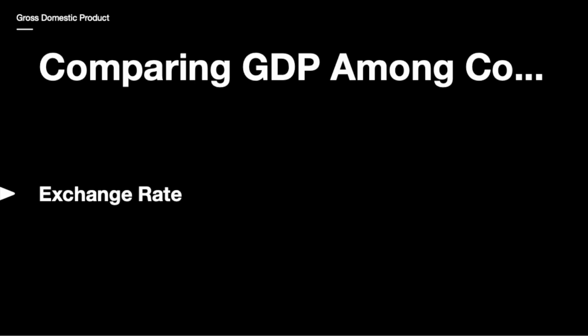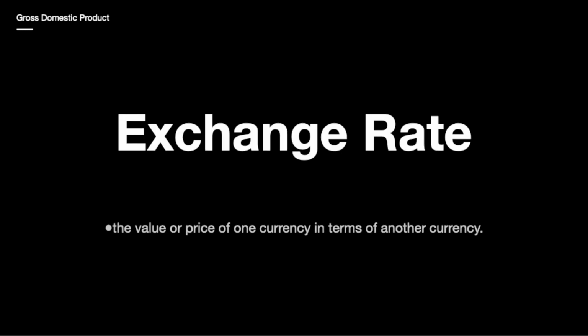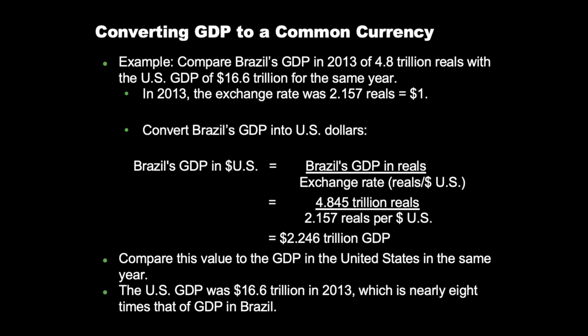Comparing GDP among countries. To compare GDP for countries with different currencies, it is necessary to convert to a common denominator using an exchange rate. Exchange rate: the value or price of one currency in terms of another currency. For example, converting GDP to a common currency. Comparing Brazil's GDP from 2013 of 14.8 trillion reals with the US GDP of 16.6 trillion for the same year. In 2013, the exchange rate was 2.157 reals to $1.